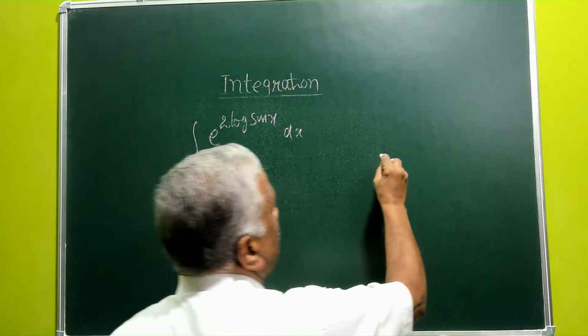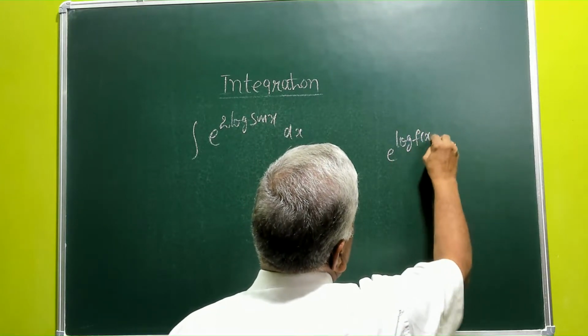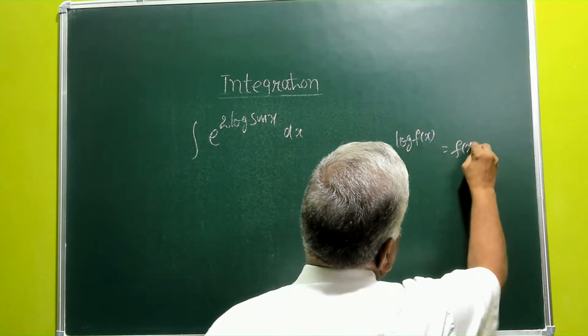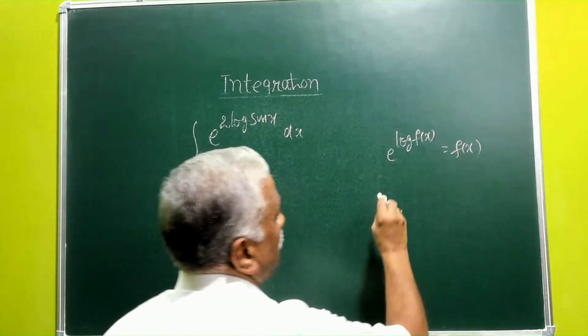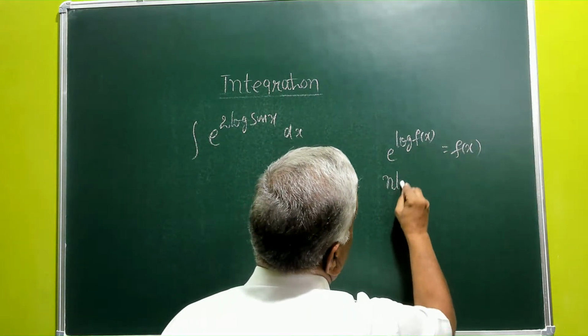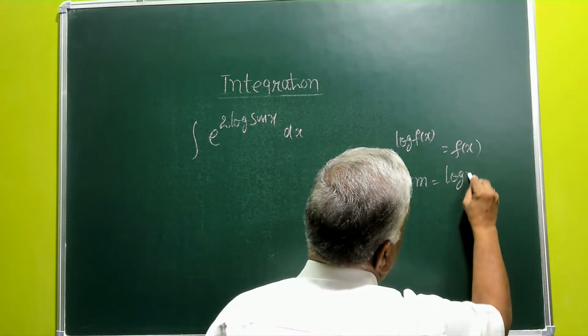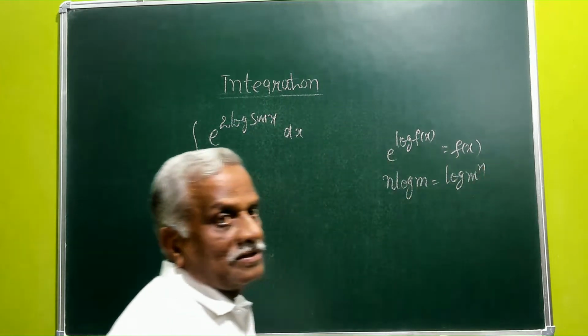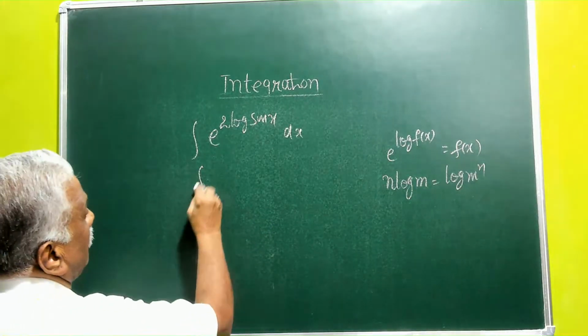The moment you say e to the power of log, you should remember e to the power of log of f of x is f of x. But if you find 2 here, then you should use the formula n log m is equal to log m to the power n. So once you know these two formulas, it is a very simple problem.